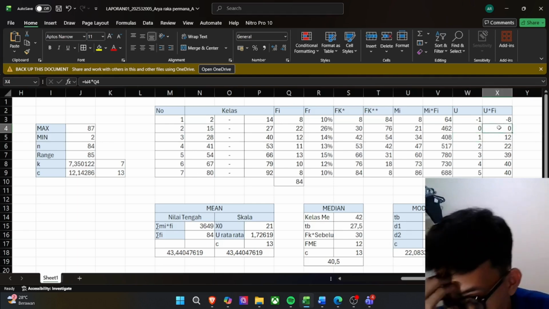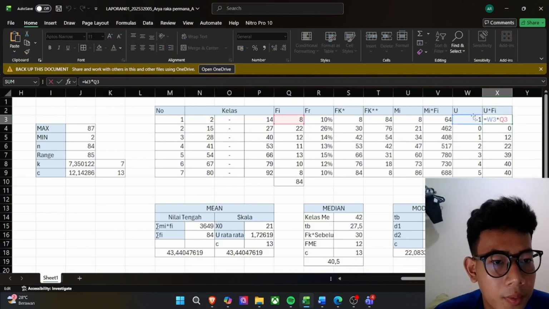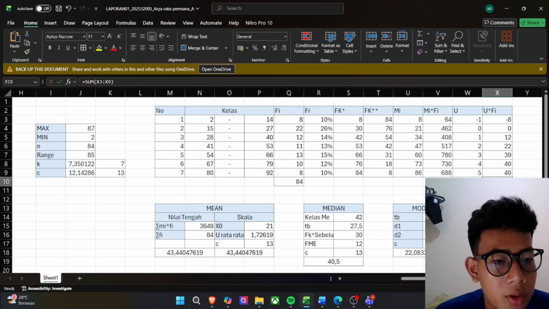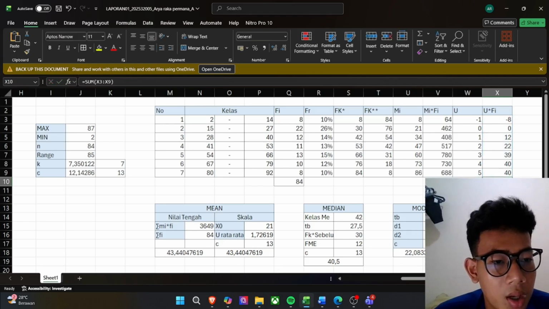So same as here, if we want to search for U times frequency, we just take this U and multiply by the frequency in here. So just drag it down with the formula, and don't forget to sum all of these, and this is the amount of U times frequency.